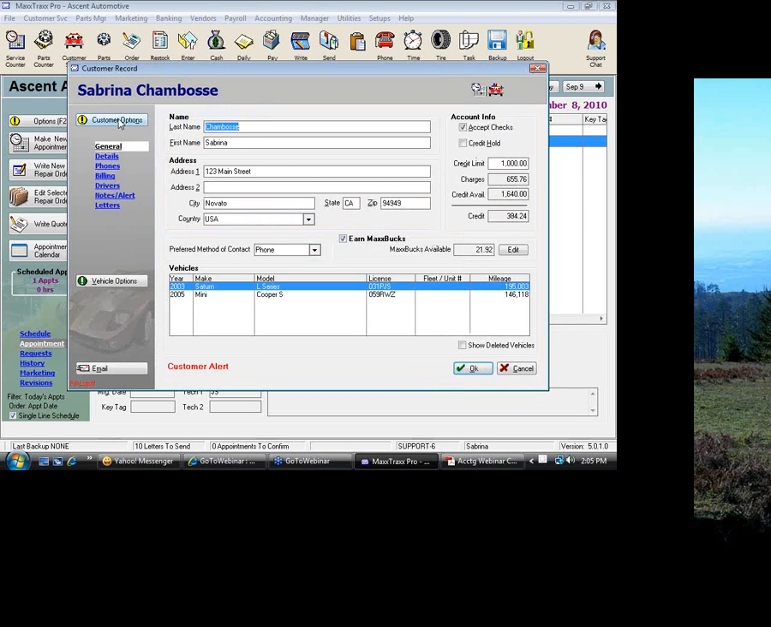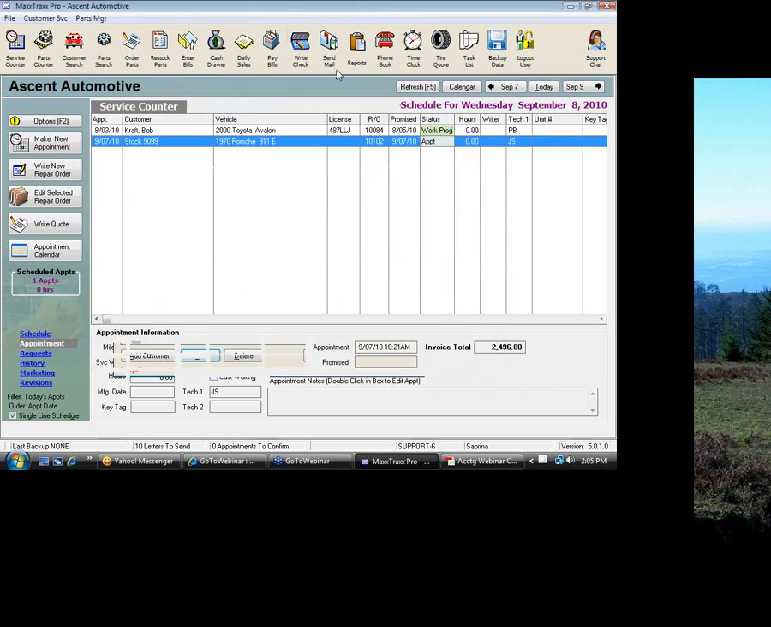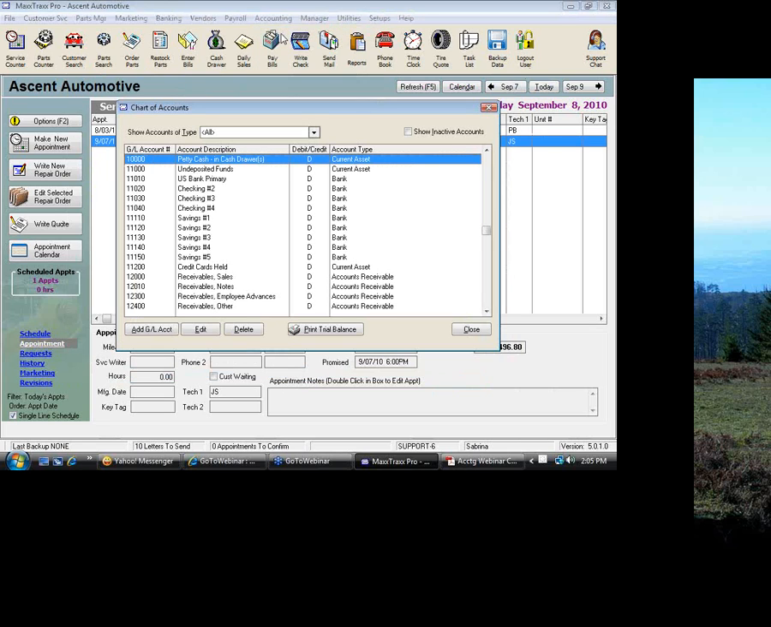Okay, so then I would tag and pay that off, right? And now let's see how that showed up on our chart of accounts. Is that 603, I think? Or close.